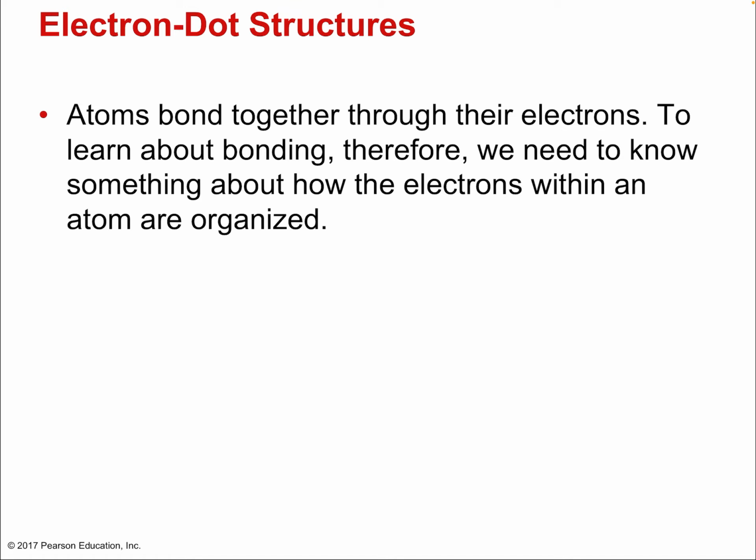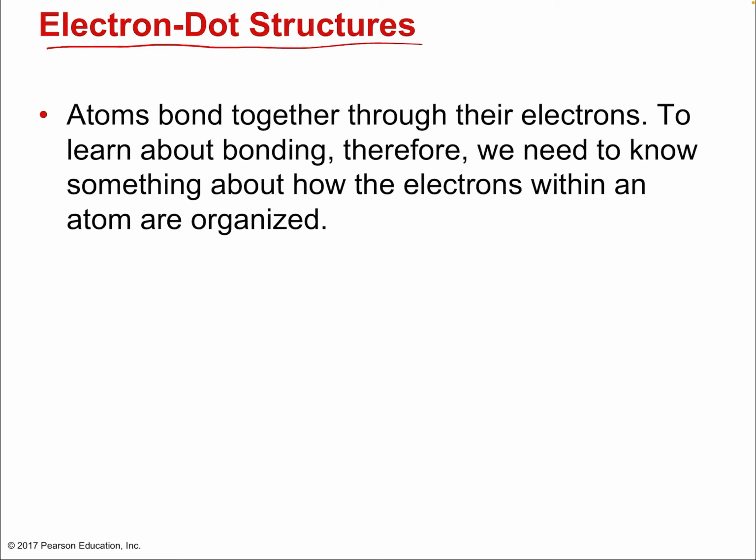Okay, so first of all, I said we needed to learn a way of representing something, a new convention, a new set of rules, and that's electron dot structures. Essentially, I want you to learn how to draw these and how to read the drawings, and you'll see what I mean. So atoms bond together through their electrons. It is the electrons that hold atoms together.